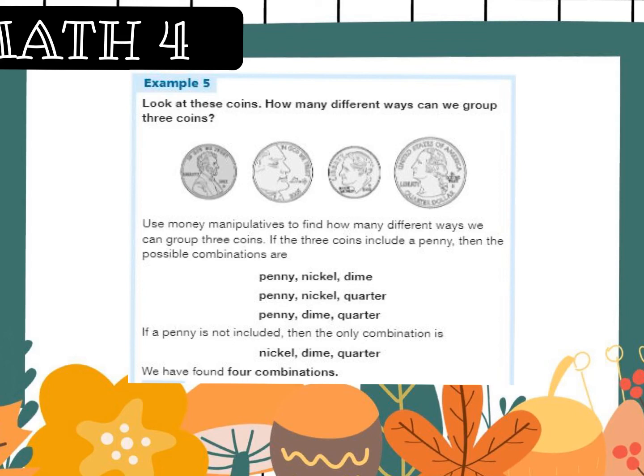So I could do a penny, a nickel, and a dime. I could do a penny, a nickel, and a quarter. I could do a penny and a dime and a quarter. And then if I don't include the penny, then I can still do a nickel, dime, and quarter. So far we've found 4 combinations. Would there be any other combinations other than that? There's not, because if I take the penny out of the equation, then I only have 3 coins left that I can combine together, right?